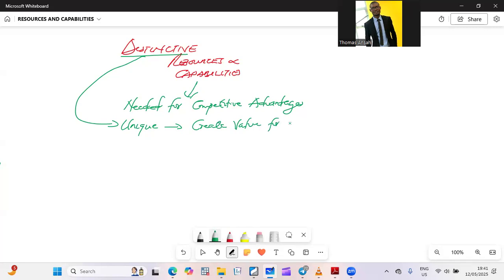If you remember the first class, the nine elements of a mission statement, one of them is to create value for customers. And another thing about them is that they are distinctive, so it is very difficult to imitate. Others cannot imitate it.